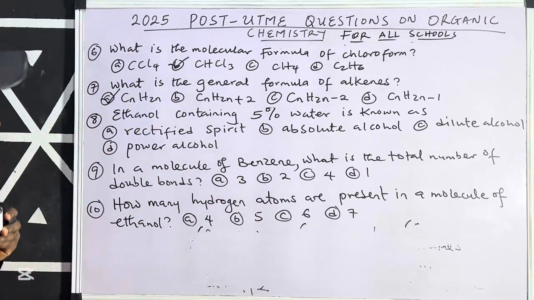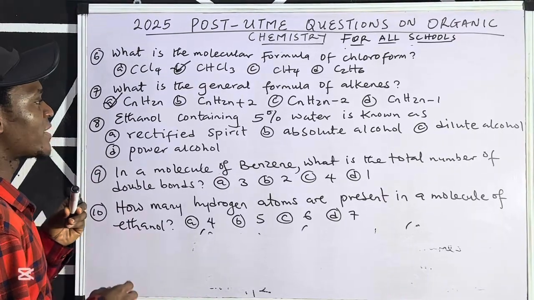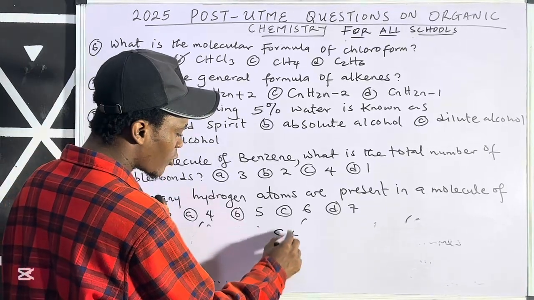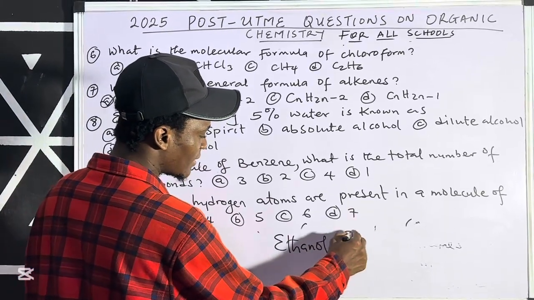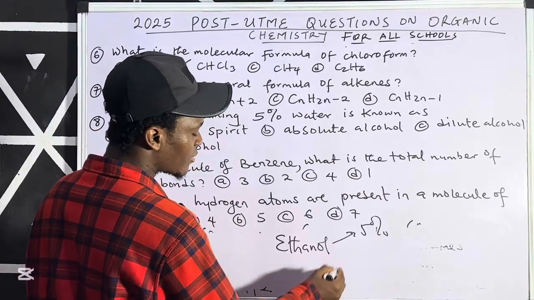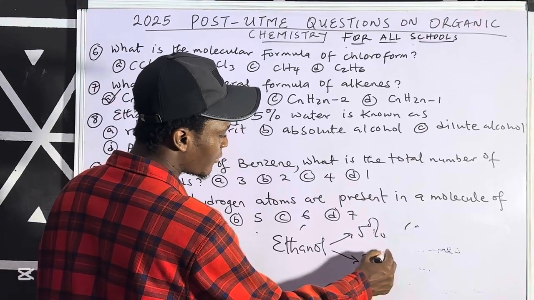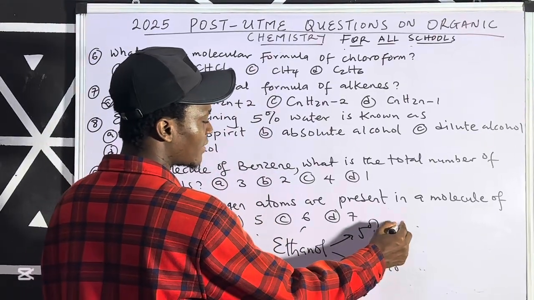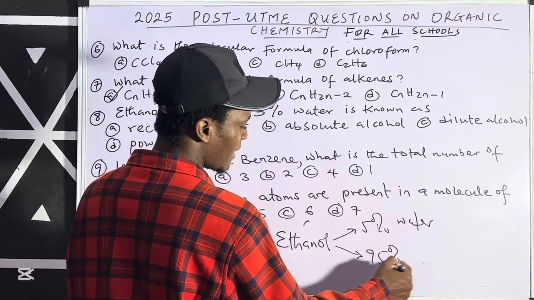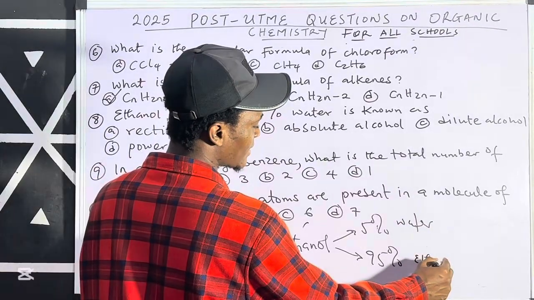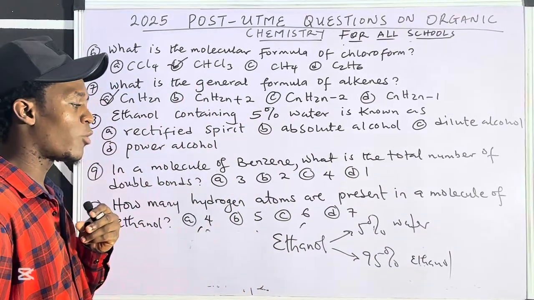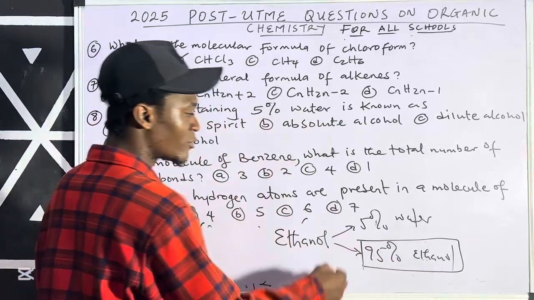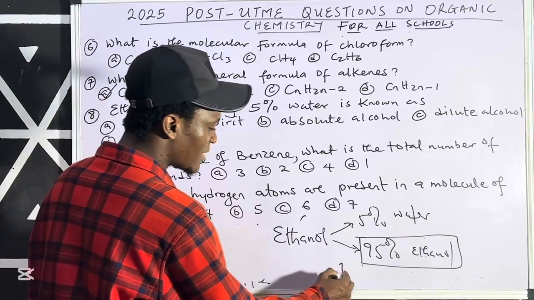Question 8. Ethanol containing 5% water is known as dash. It means that if ethanol is containing 5% of water, it contains about 95% of itself. Since you are having 5% of water in the solution, you should be having 95% of the ethanol. So that's what it means. So ethanol that has 95% of itself, with the other percent going to water, is of course called rectified spirit.